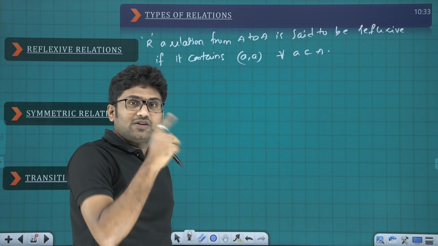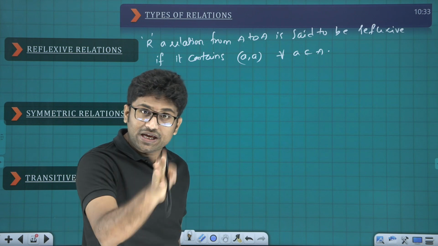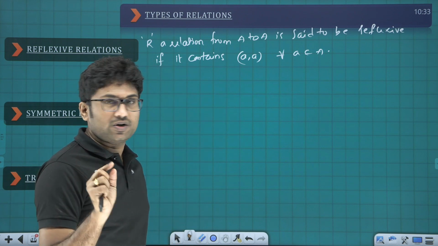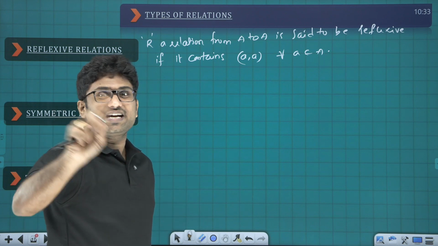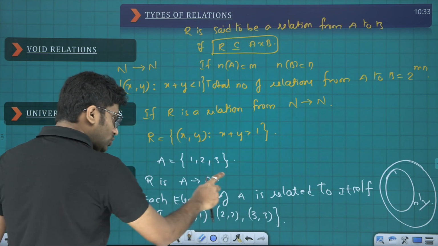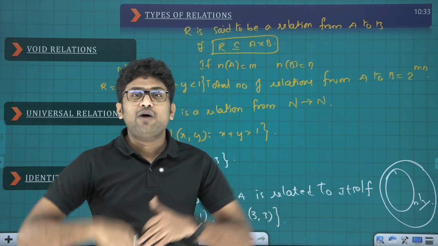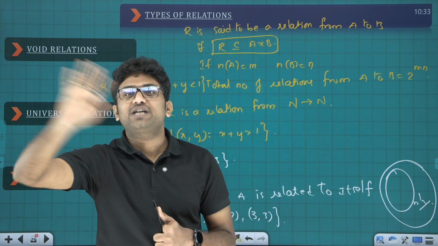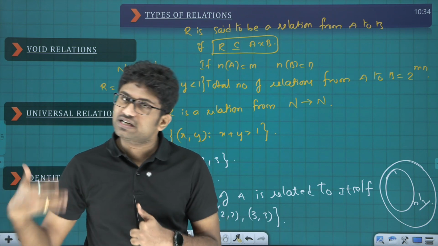Do understand the difference between reflexive and identity, friends. In identity, what we said, each element is related to itself only. That means a should be related to a only. But in reflexive, what we are saying, each element is related to itself, but we are not stating only. Clear? That means (1, 1), (2, 2), (3, 3) should be compulsory part of R to be reflexive. Now apart from that, whether we have some other ordered pairs or not, we won't care. Even if they are, it is reflexive. Even if they are not, it is reflexive.